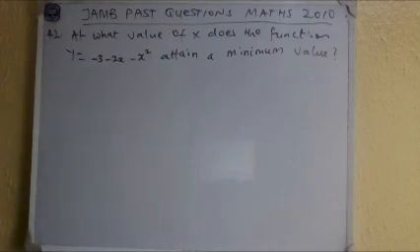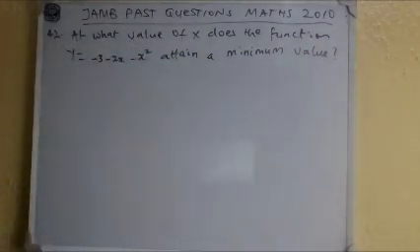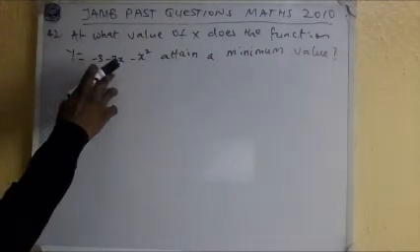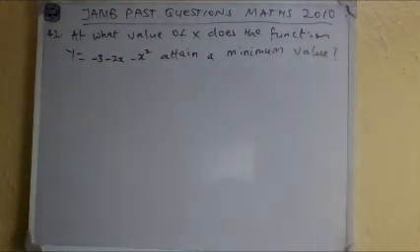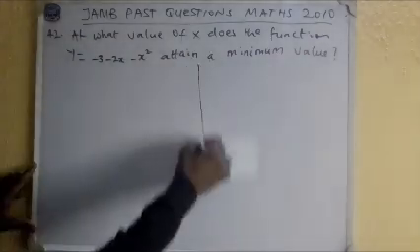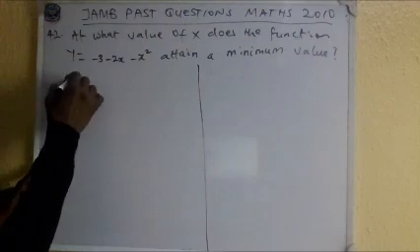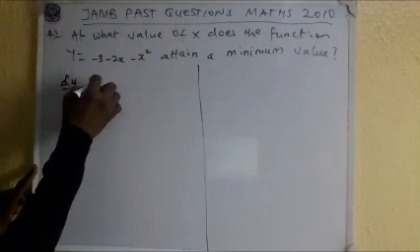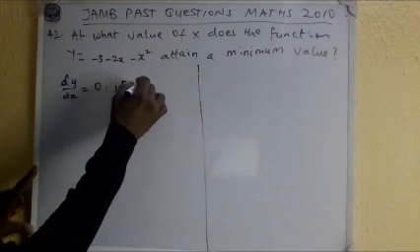Now we have a question here. It says, at what value of x does the function y equals minus 3 minus 2x minus x squared attain a minimum value? For this to happen, we'll first of all differentiate once, dy/dx, and equate to 0.